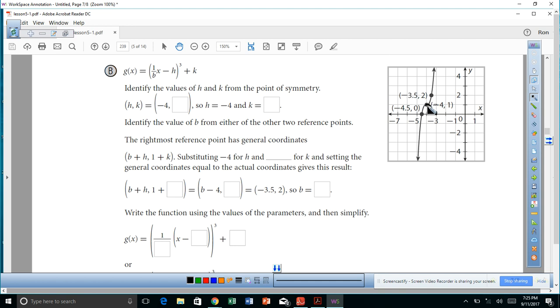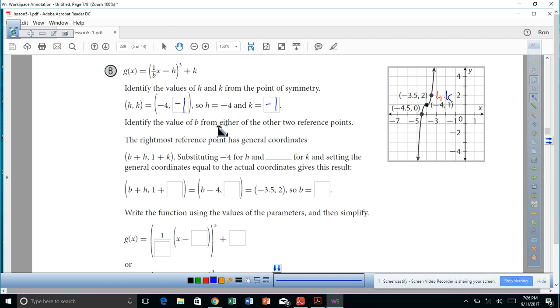Well, this here is the point of inflection, the point of symmetry. That gives you a couple of things. It gives you the h, and it gives you the k. All right. So you know that h is -4 and k is -1. Good job.